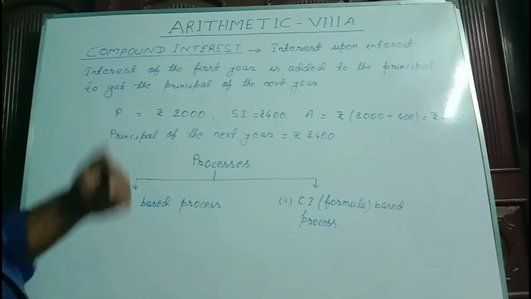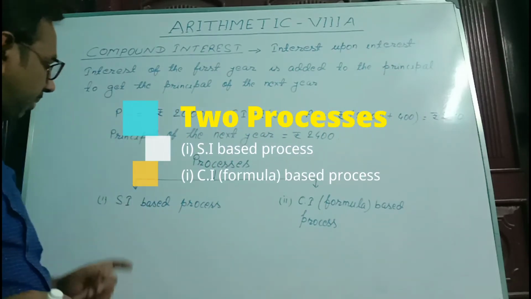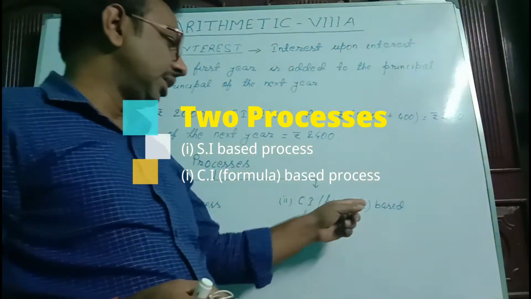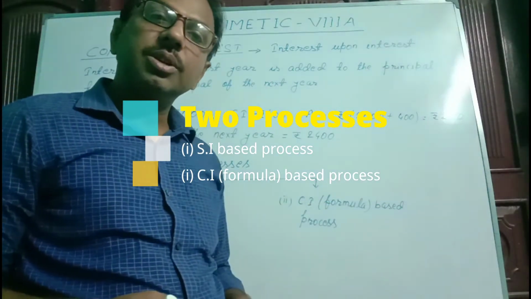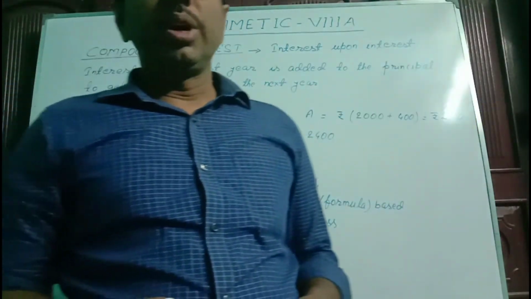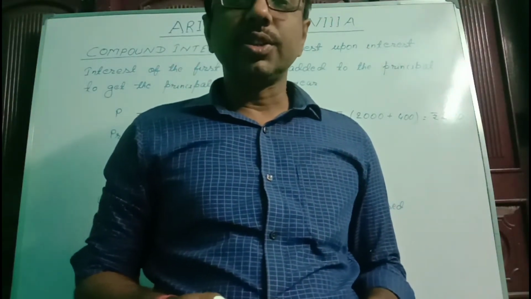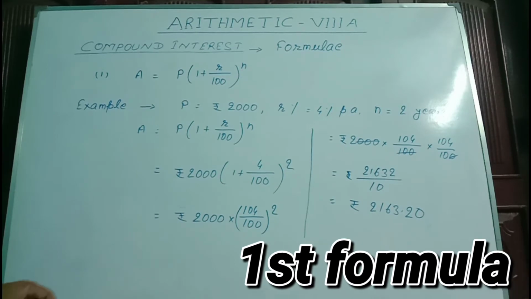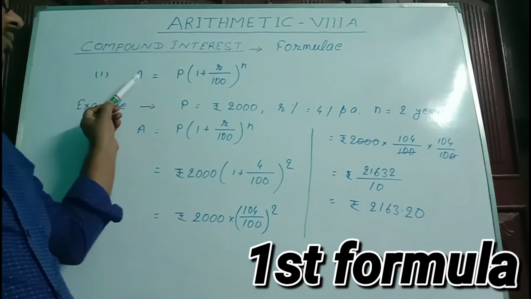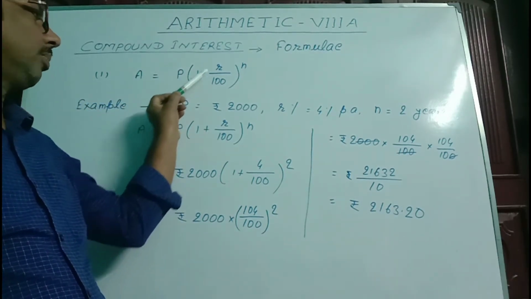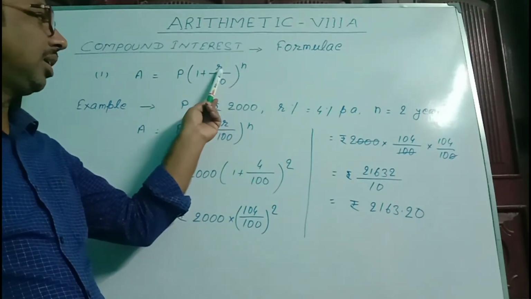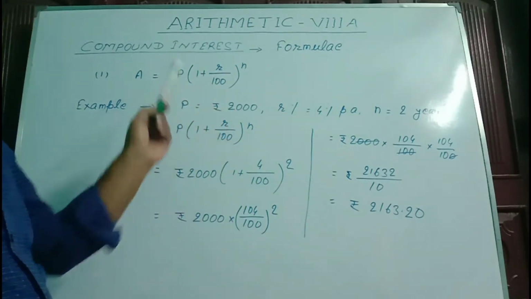There are two processes to solve the question. First is the SI based process and second is the CI or formula based process. To calculate CI, we have formulae also. Let us discuss those formulae. The first formula is to find A, that is amount equal to P into 1 plus R by 100 to the power N, where N is time, R is rate of interest and P is principal.